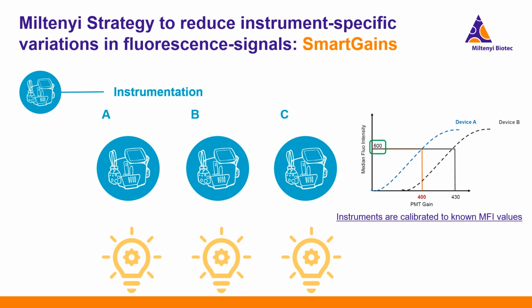At Miltenyi, we developed the so-called SmartGains technology. What it basically means is that we use our MACSQuant calibration beads with a known fluorescence intensity to calibrate the instrument by characterizing the PMTs of each instrument. To do so, we create a PMT calibration curve measuring our beads, which gives the knowledge about what gains are necessary to achieve a certain fluorescence intensity at a certain emission wavelength in a certain channel.